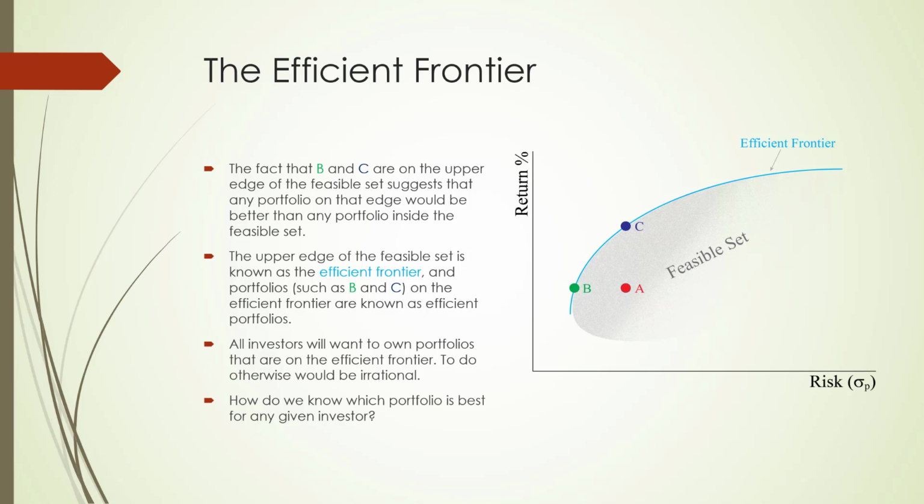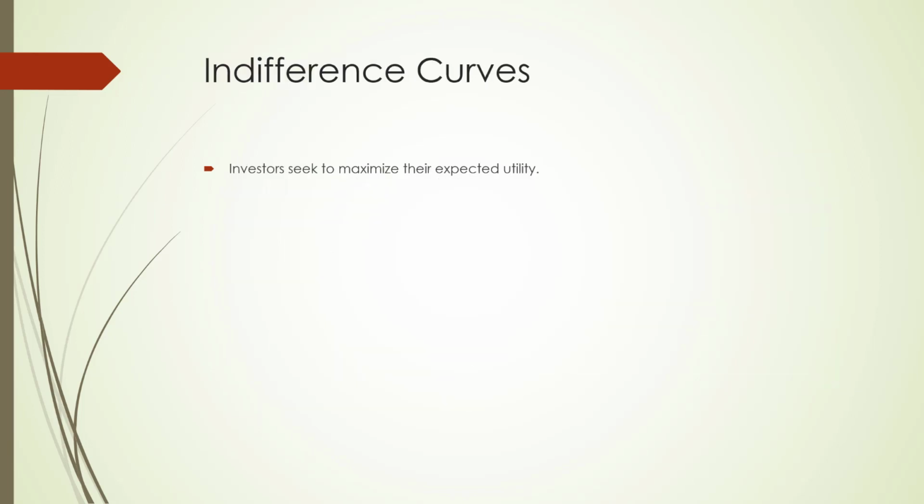So now the question is, how do we identify what the best possible or optimal portfolio is for a given investor? Well, the thing to understand is that investors, like all human beings, seek to maximize their expected utility. Now, remember from your economics classes that this concept of utility simply is a measure of the satisfaction that you get from owning some bundle of goods, in this case, a portfolio. So investors seek to maximize their expected utility or satisfaction. So how do we measure this?